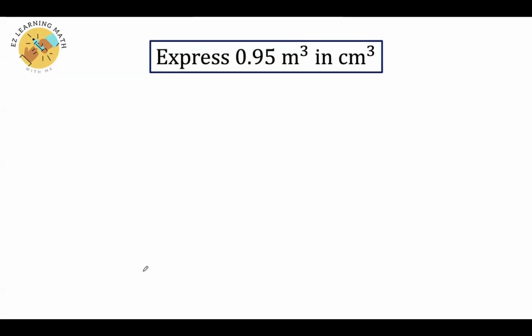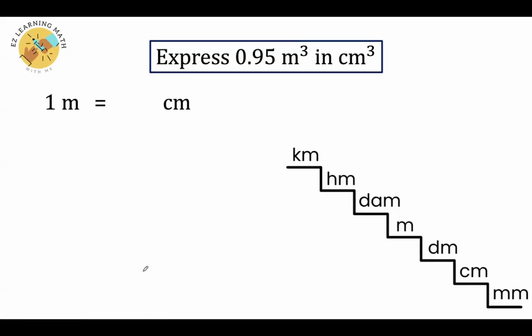Now we are going to express 0.95 meter cube in centimeter cube. First we are going to find how many centimeters are in 1 meter. Remember the conversion ladder from kilometer to millimeter. When we go up the ladder, we divide by 10 for each step we go up. And as we go down, we multiply by 10 for each step.